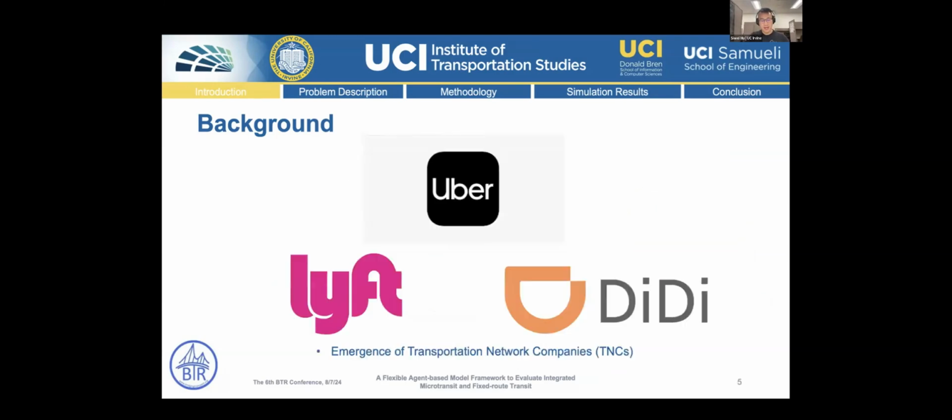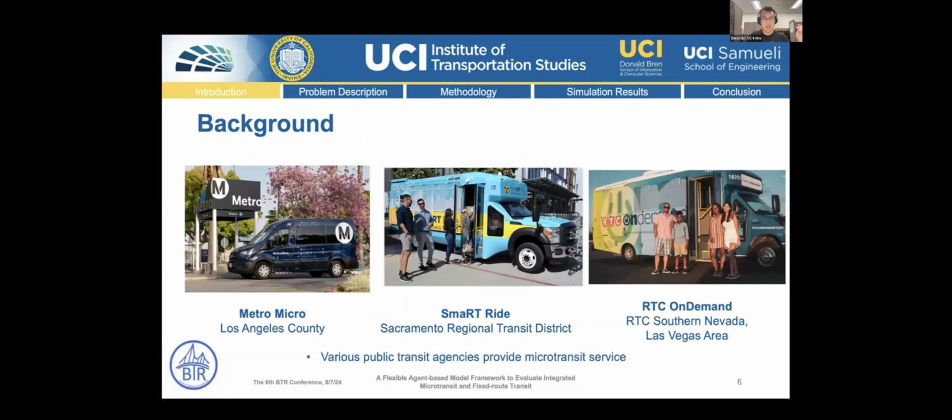Also in the background of this research is the emergence of transportation network companies, and also various microtransit pilots from public transit agencies, including Micrometro from LA County, Smart Ride from the Sacramento area in Northern California, and also RTC On Demand from the Las Vegas area.